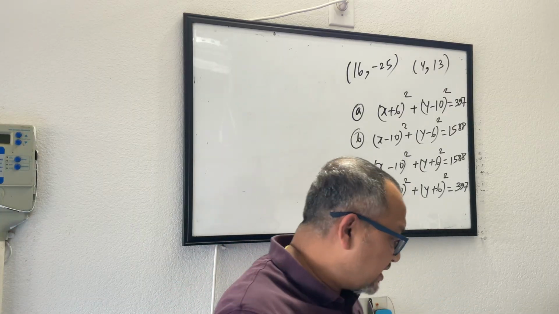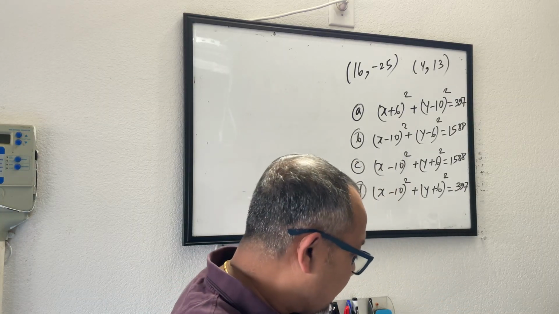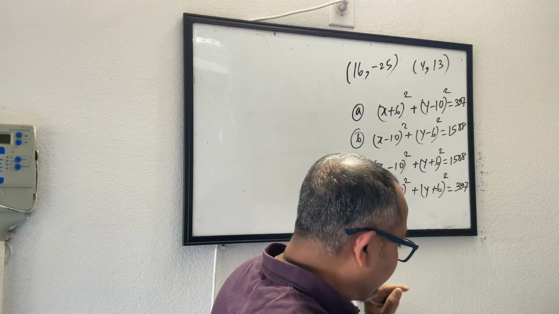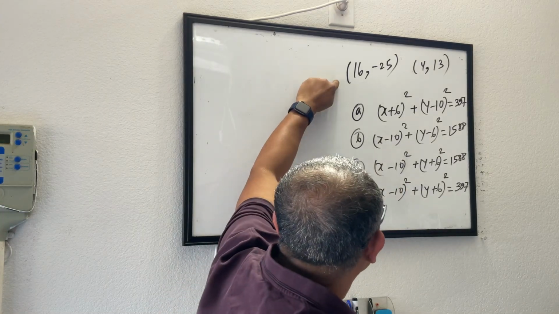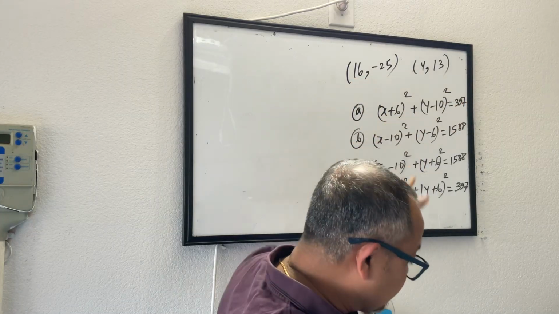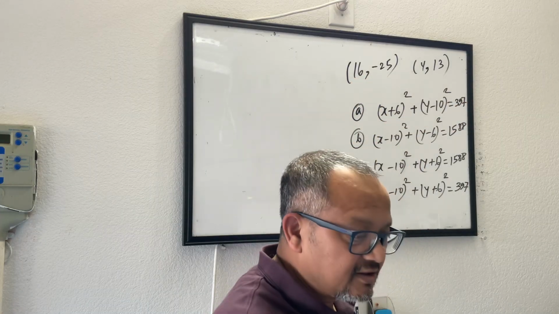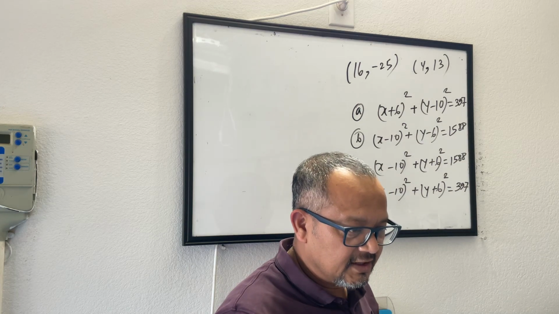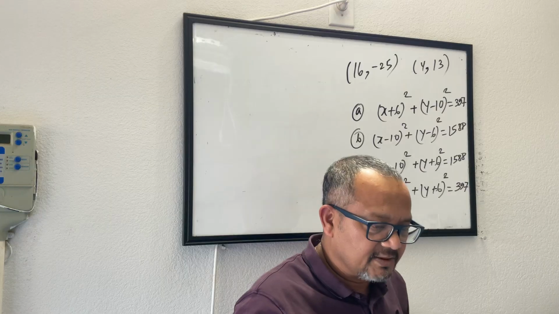I'm reading the question for you guys one more time. It says a circle in the xy plane has a diameter with the endpoints 16, minus 25 and 4, 13. Which is the equation of the circle? I'll give you guys 2 minutes to think about it.